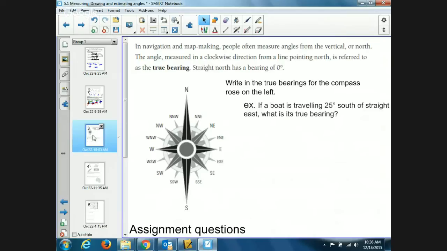So what are we talking about here? Write in the bearings for the compass rose on the left. The rose refers to that diagram. So this is 0 degrees. Let's do the easy ones first, and then we'll go from there. If that's 0 degrees, I think you can see east would be 90 degrees. South would be 180 degrees. And west would be 270 degrees. Just to get you started. Now pause the video and work through the rest.